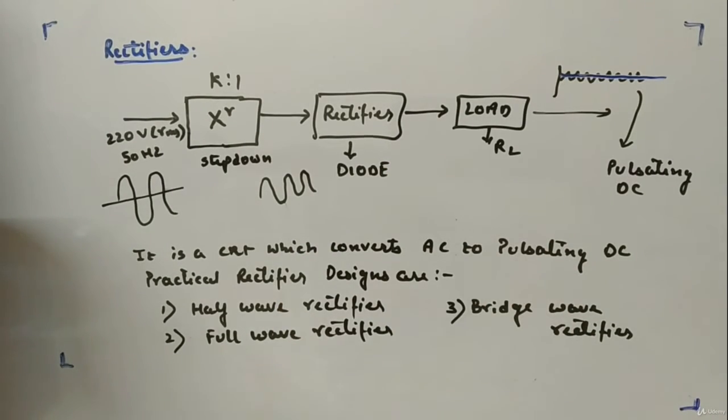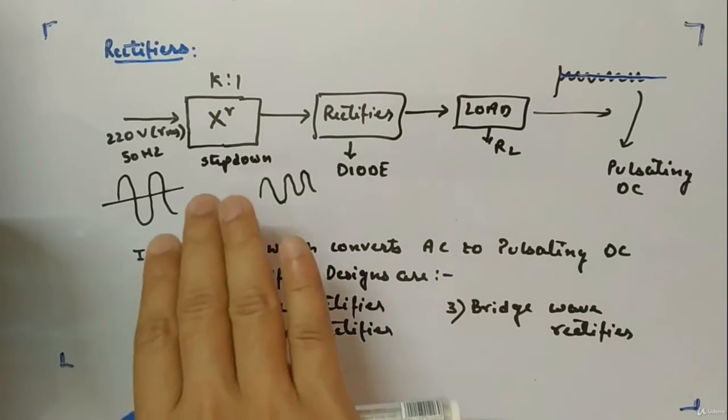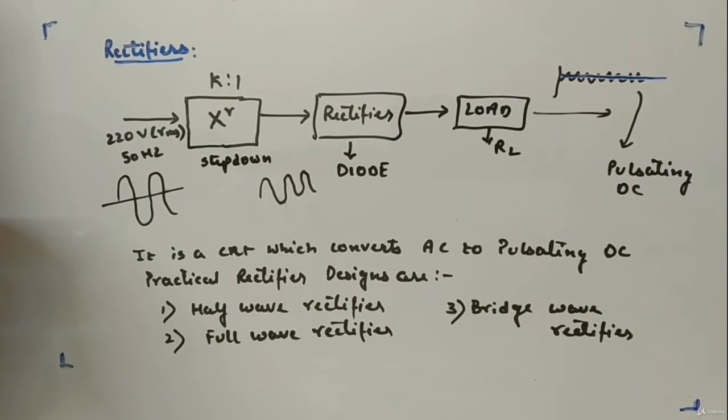So we have practical rectifiers such as half wave rectifier, full wave rectifier, and bridge wave rectifier, that we will see. Okay, so these topics we will cover. So basically you convert AC to DC by using diode.